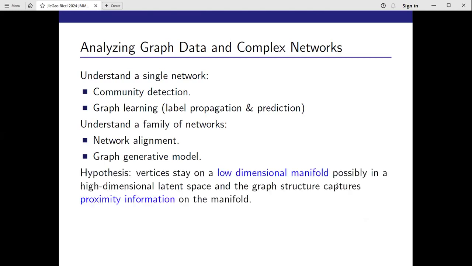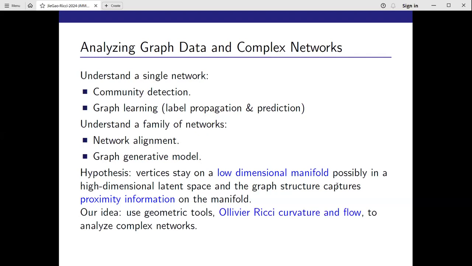We work with the following hypothesis: if you have a graph, you may think about these vertices to be staying in a high dimensional latent space. In addition, although super high dimensional, they may actually stay in a much lower dimensional manifold. And we can understand the graph to be capturing proximity information of this unknown underlying manifold. Working on this hypothesis, we propose to use geometric tools to study these graphs. In particular, I want to share what we did with Ricci curvature and also curvature flow for capturing interesting properties of these complex networks.